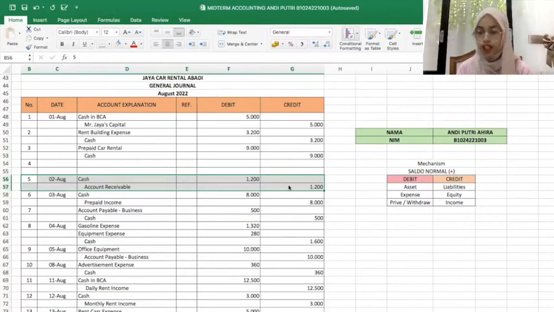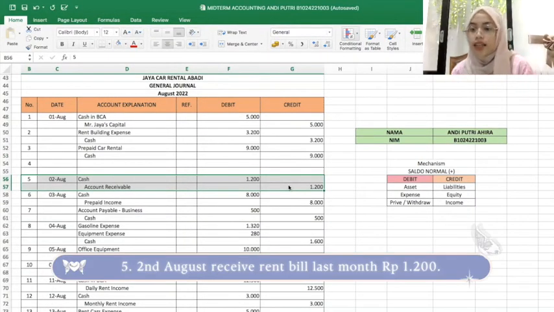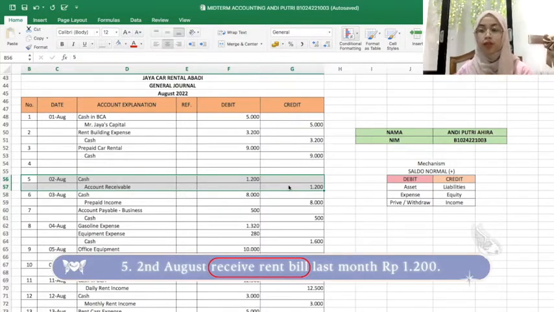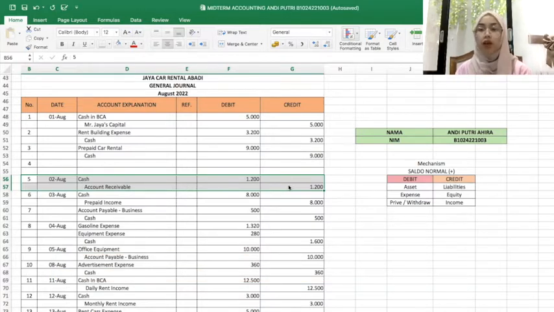For the fifth transaction on 2nd August, they received the rent bill from last month for 1,200. So the accounts are cash and account receivable. Cash is on debit because they received money from last month's bill for 1,200, and account receivable is on credit because the account receivable is decreasing by 1,200.